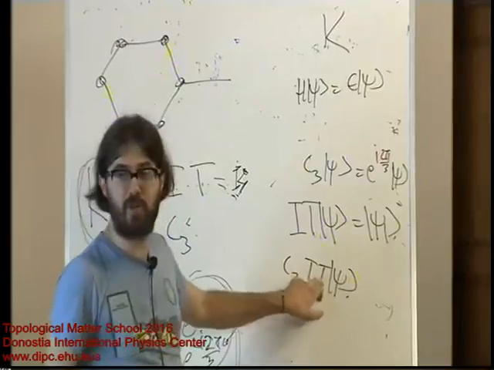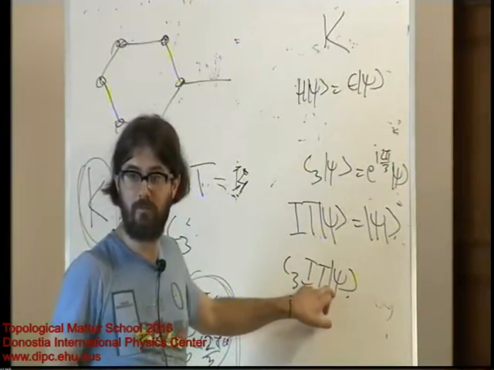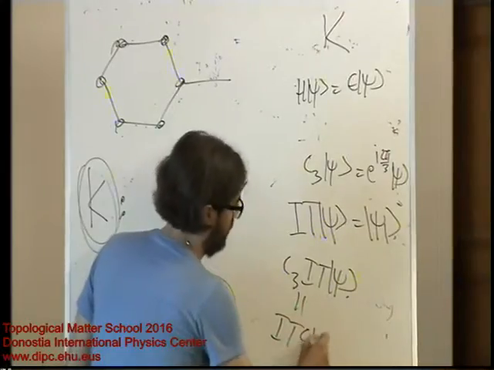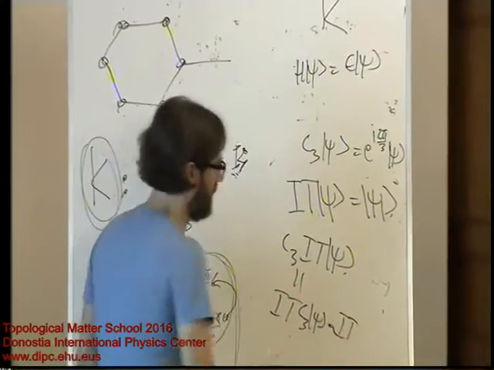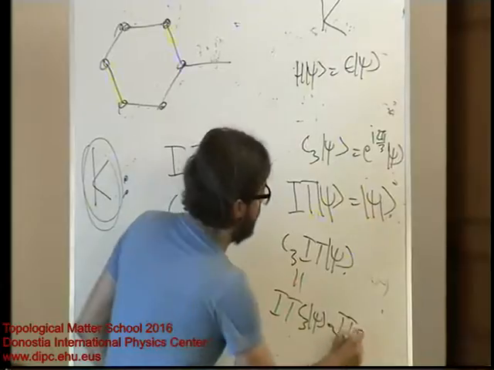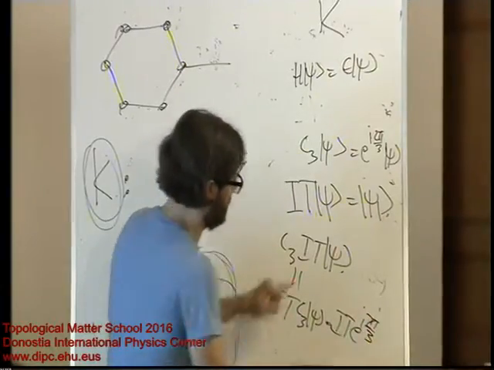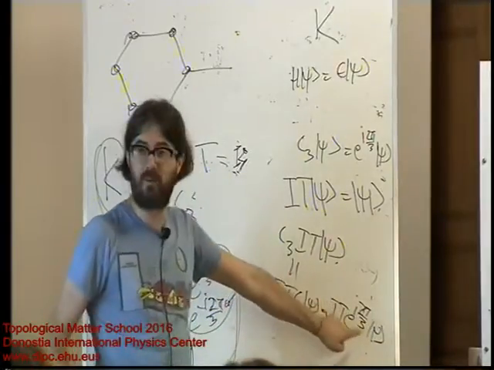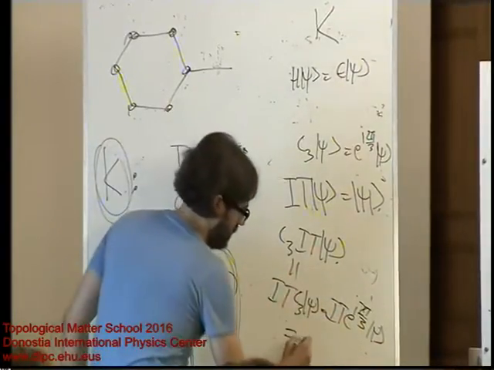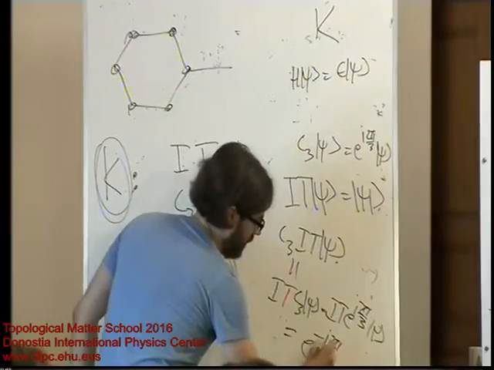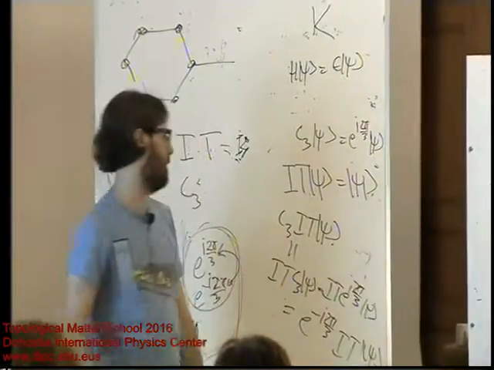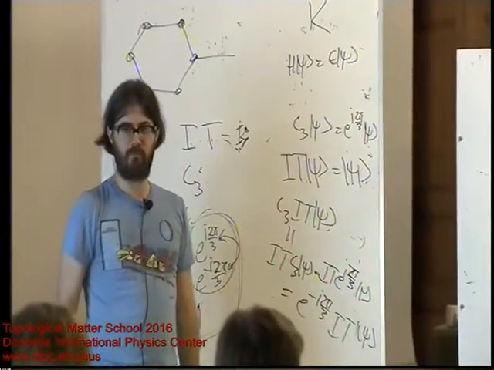C3 commutes with inversion and time reversal, right? So that's IT C3 psi, which is IT times e to the i 2 pi over 3. This is a group element commutation. Now it's the eigenvalue. Time reversal is complex conjugate. So this is e to the minus i 2 pi over 3 IT psi. Okay? Clear?